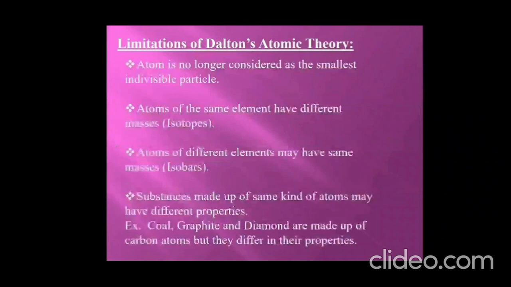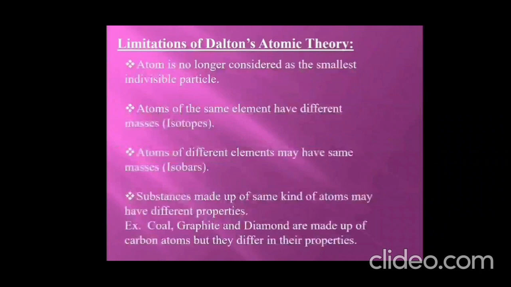Next are the disadvantages or limitations of Dalton's atomic theory. So the first point is that the atom is described as the smallest indivisible particle. So the atom is no longer considered the smallest indivisible particle. That is the main disadvantage.